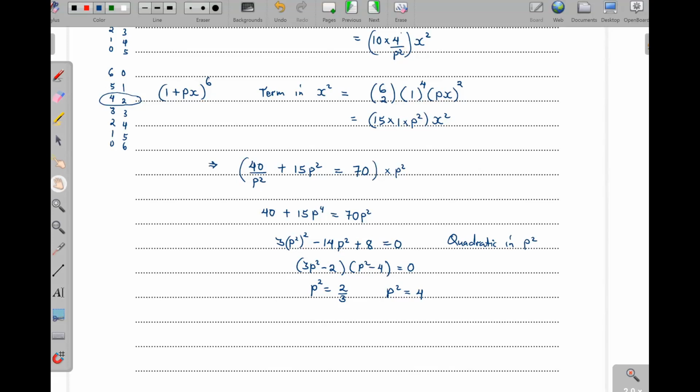So the possible values from here, p can be equal to the square root of this, but it's going to be plus or minus the square root of 2 out of 3. Then also p can be plus or minus the square root of 4, that is 2. So we can have these two or these two.